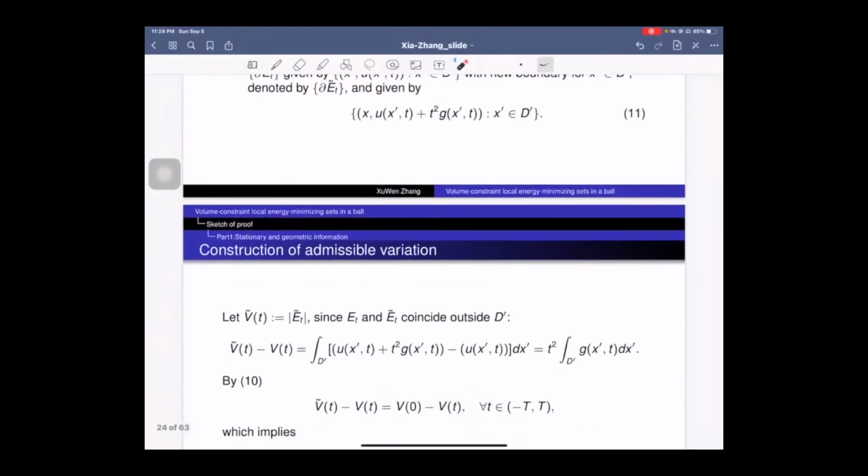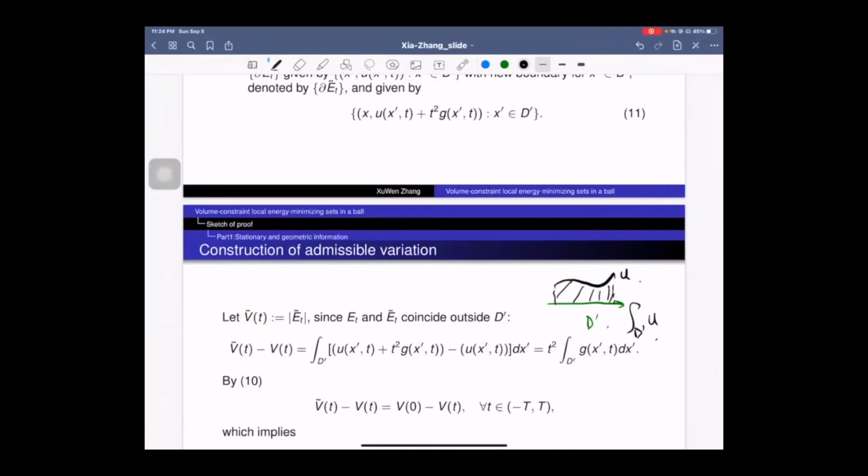And the advantages of considering local graph is that the volume of the graph is easy to write. For example, this is our D prime, and we have a graph function over D prime, say u. Then the volume of this guy is simply the integration of u over D prime.